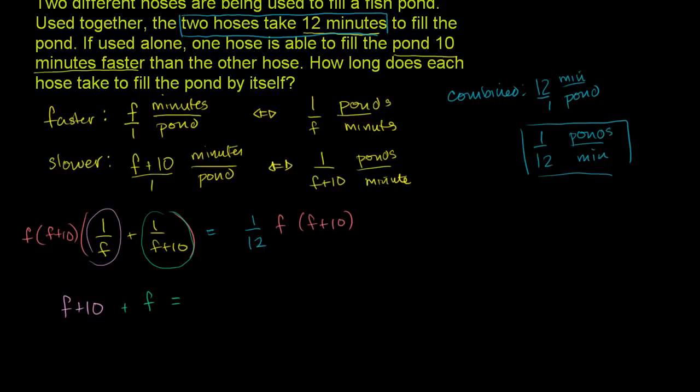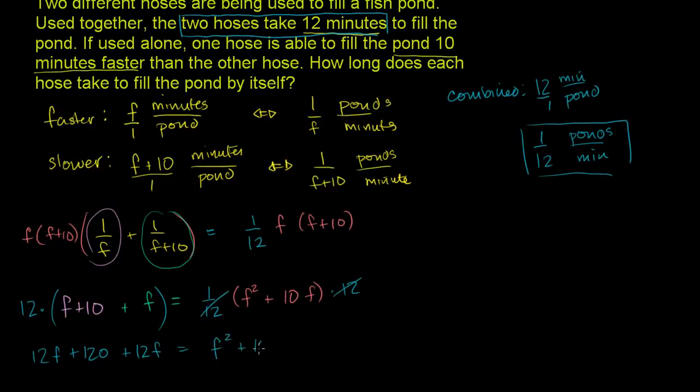So let's just say this is going to be equal to 1 over 12 times f times f, which is f squared, plus 10f. And now let's multiply both sides of this equation by 12. I could have done it in the last step so that we don't have any fractions. On the left-hand side, we get 12 times f, which is 12f, plus 120, plus 12f. On the right-hand side, that and that cancel out, and you are left with f squared plus 10f.